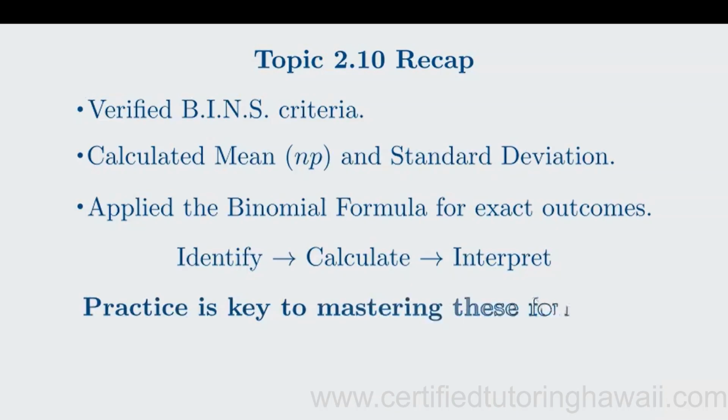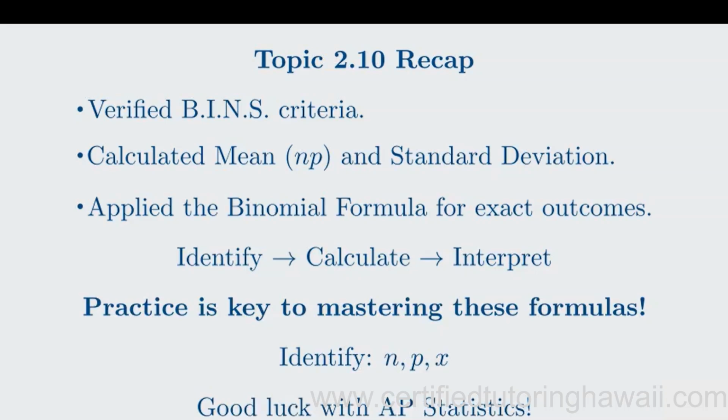Practice is key to mastering these formulas. Make sure to practice identifying the n, p, and x values in word problems, as that is the most common hurdle. Good luck with your studies in AP Statistics.